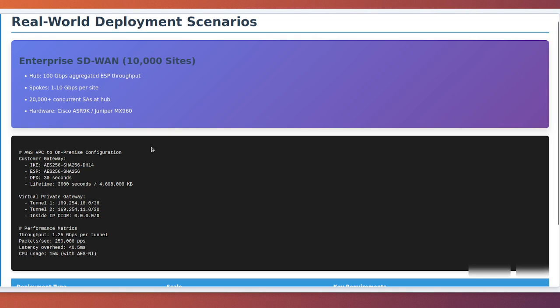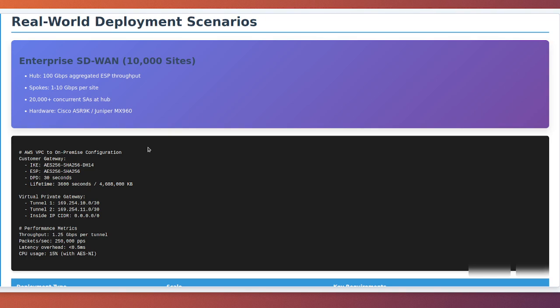The key design consideration is SA capacity. Each branch requires at least 2 SAs for bidirectional traffic, and with multiple traffic classes, this can quickly exhaust hardware SA tables. Solutions include hierarchical designs where branches connect to regional concentrators, and dynamic SA establishment where tunnels are created on demand based on traffic patterns.